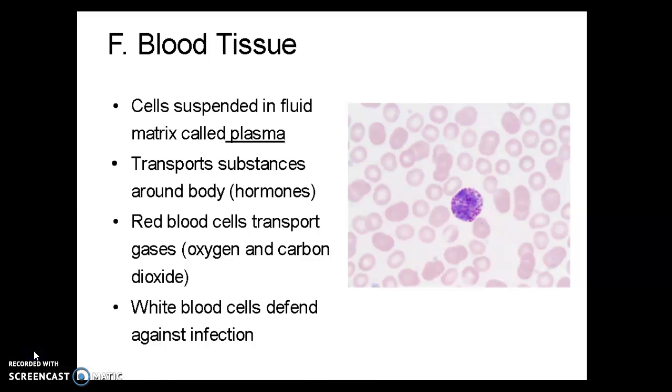And finally, we have blood tissue. Blood tissue is a liquid tissue, and it is made of cells suspended in a fluid matrix, a liquid matrix called plasma. Its job is to transport substances around the body like hormones, red blood cells, which you see here, these little pink dots. They transport gases, oxygen and carbon dioxide, and then these white blood cells, which are stained purple so you can see them, defend against infection.